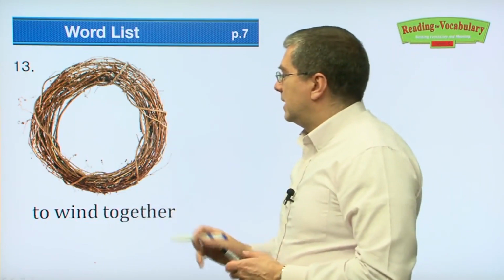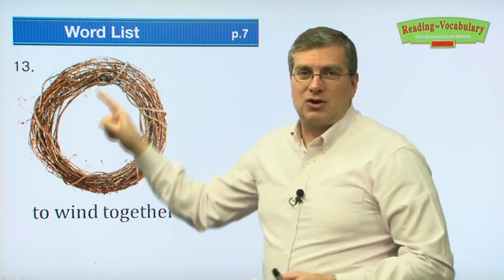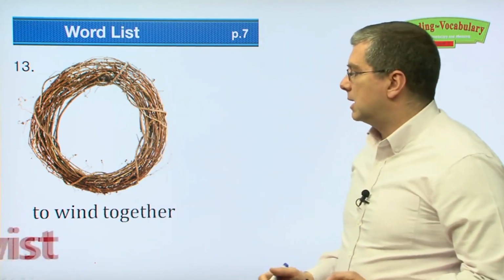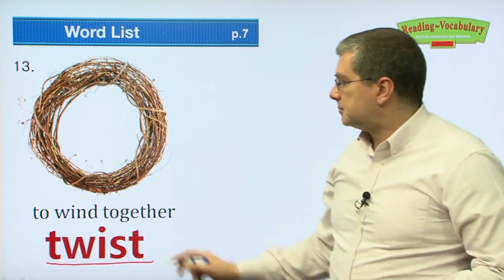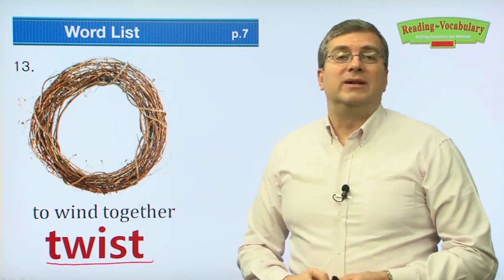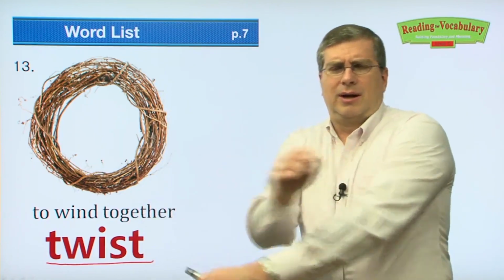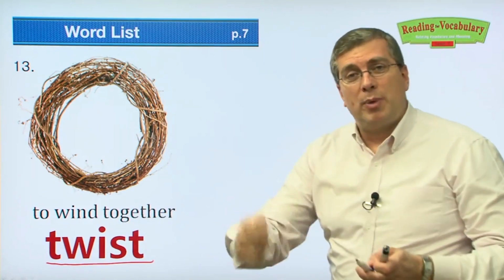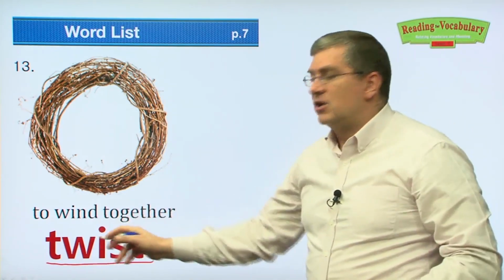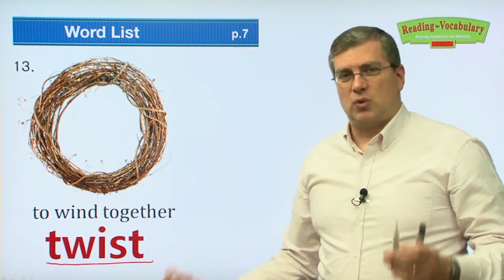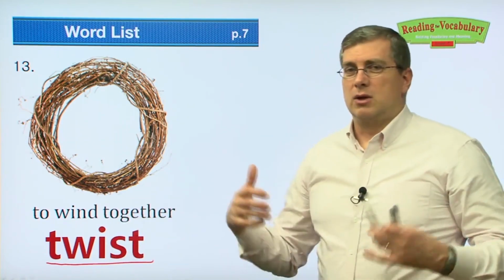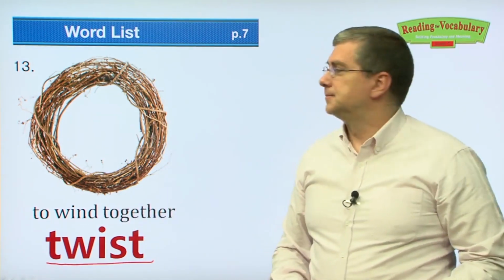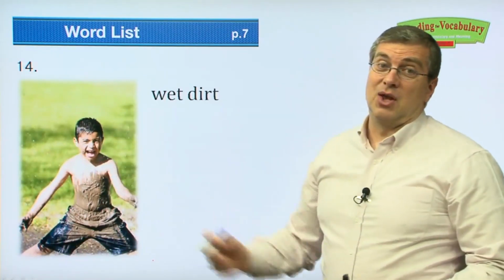13, to wind together. So if you take some dead branches, some stems, and you wind them together like this, what are you doing? It's a verb, to twist, to wind together. You can wind plants together. You can wind your arms together, right? You can wind rope together. You can wind or you can twist many things. So you can twist your arms, you can twist rope, you can twist your hair, you can twist something together or to wind together.